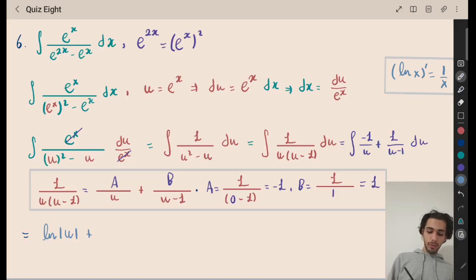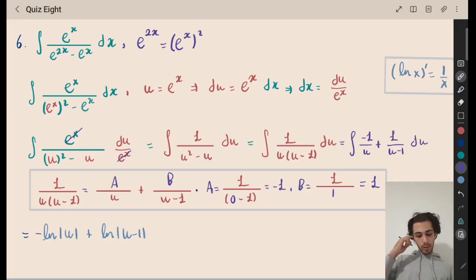Similarly here we will have ln of u minus 1. Now do not forget to include the minus 1 that's on this expression. I put the minus here. And this is an indefinite integral, so there's a c. There always has to be a c, as you can see. But I'm not done yet. I'm almost done, but I'm not done.